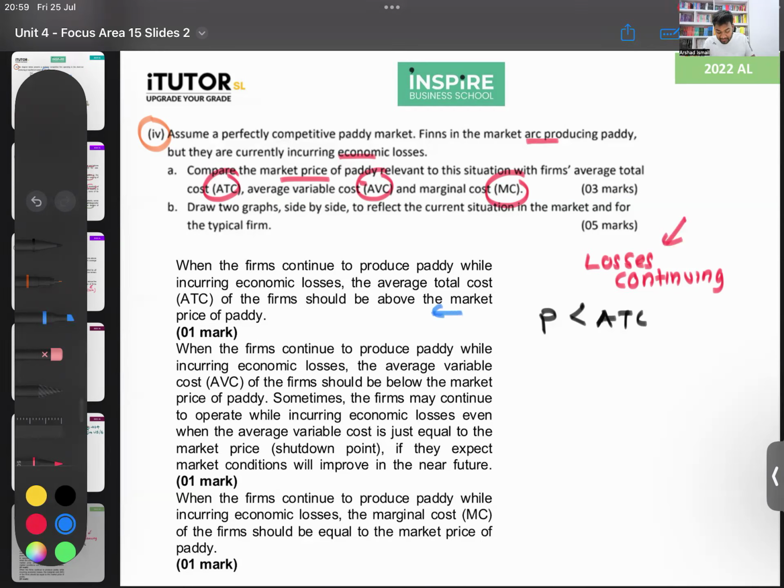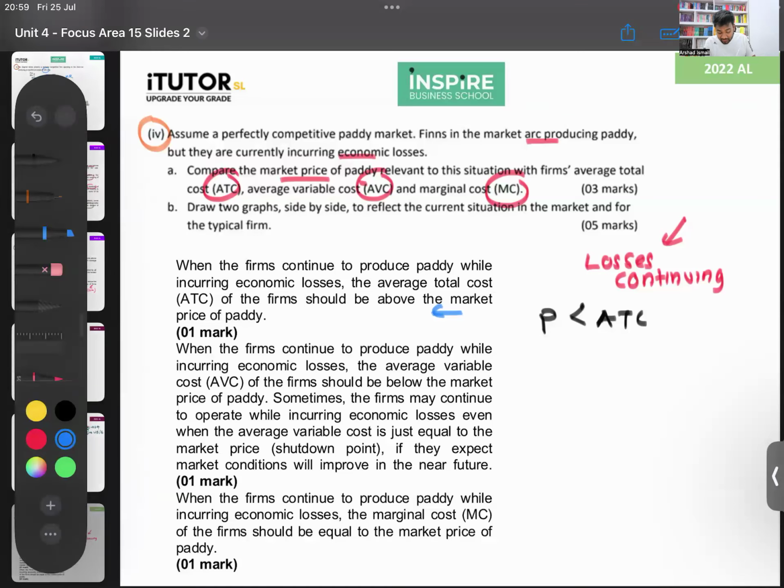So even though they are making a loss, they are still continuing production. That means, what can you tell about the price and the average variable cost? They're making a loss. Price is less than the average total cost. But they are continuing, which means they can at least cover their variable cost. So it's either equal to or greater than the average variable cost. Their continuing production means they're at least getting that minimum, or it's more than that. Right. So that's the second one that they explain.